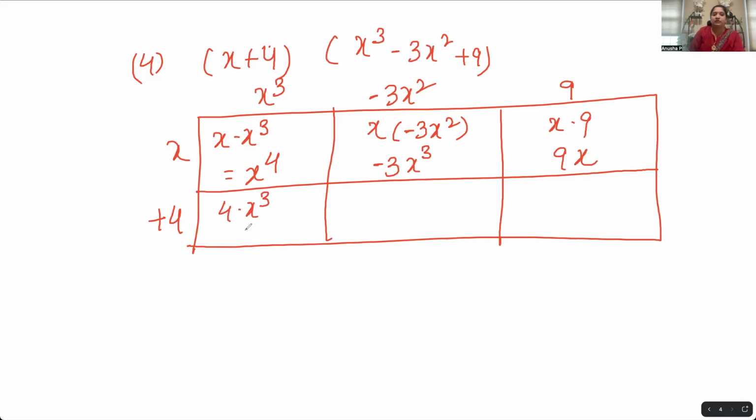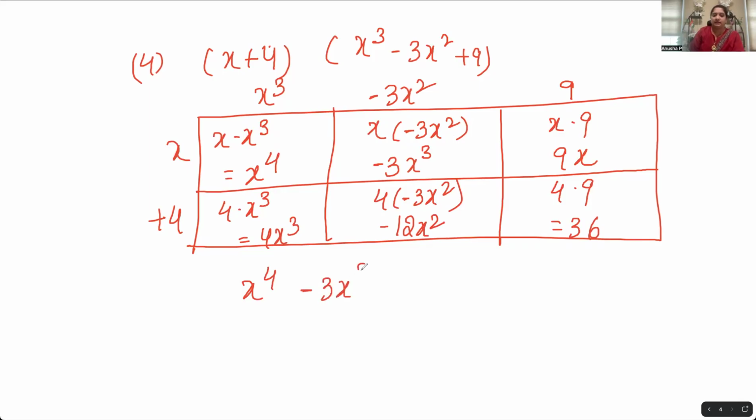4 times x³, which is 4x³. 4 times negative 3x², which is negative 12x². And 4 times 9 is 36. So x to the power of 4 minus 3x³ plus 9x. Now we have to add all the boxes. Now we have to combine the like terms.